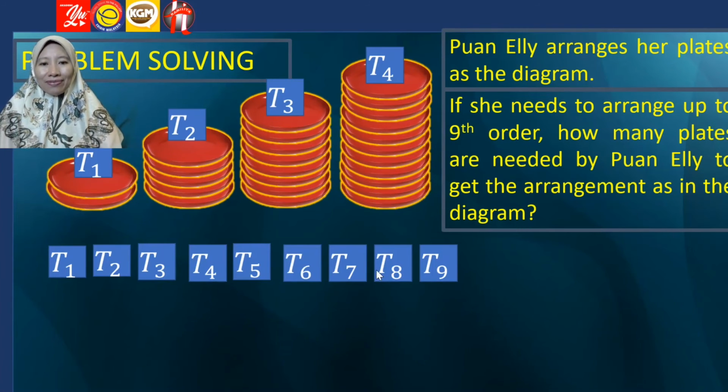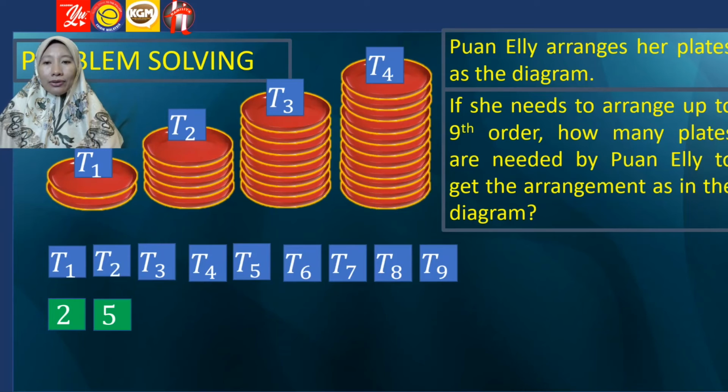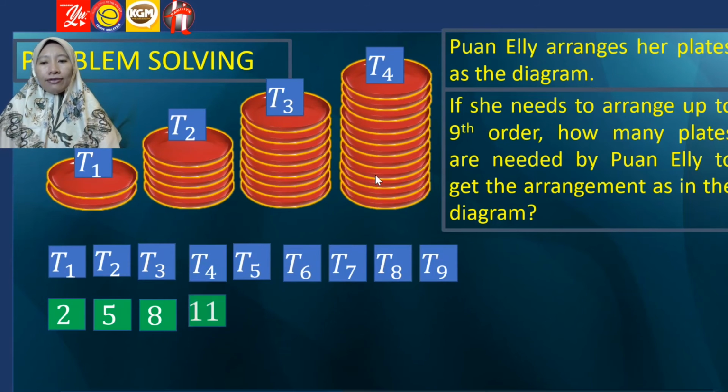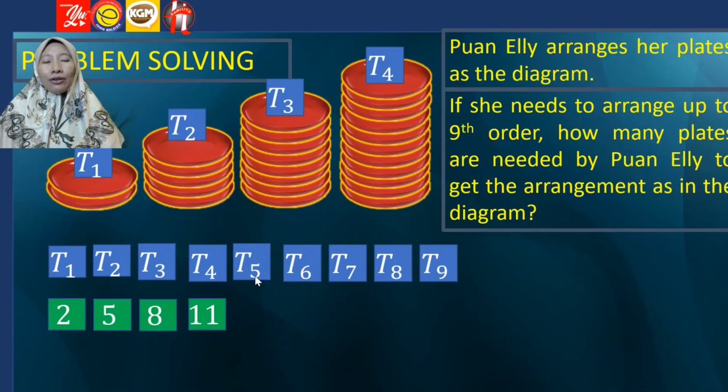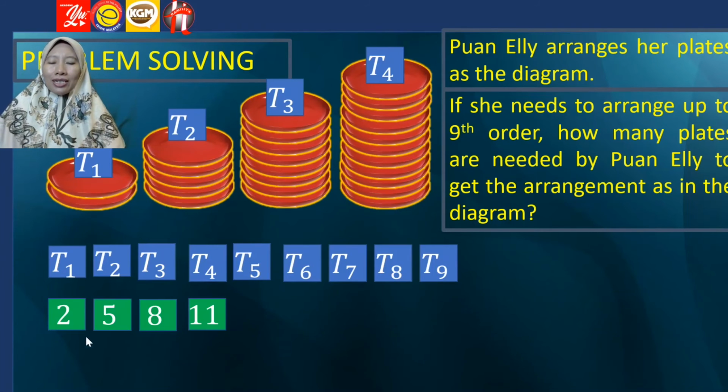Okay, so what is T1? T1 is 2 plates, and T2 is 5 plates. T3 here you have 8 plates, and T4 here, if you count, you have 11 plates. So what do you think will be the 5th arrangement? You can just follow or find the pattern here.